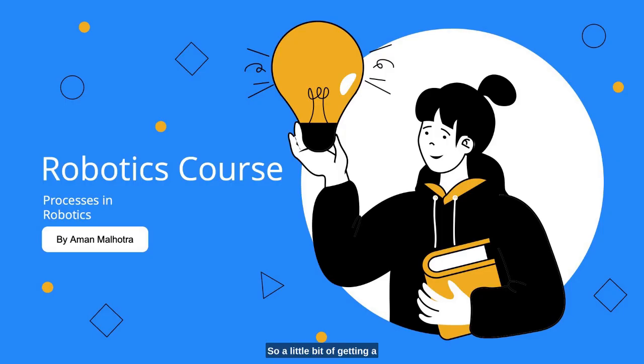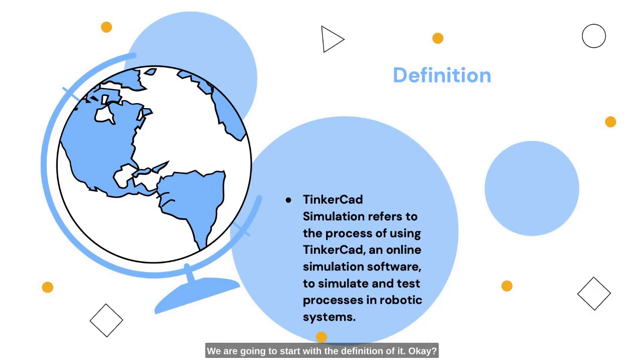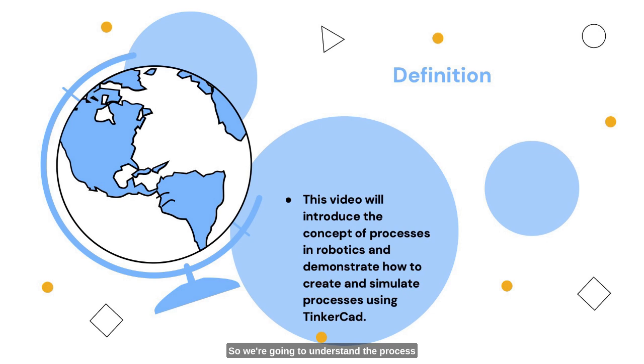Perfect. A little bit of understanding is very important, so that's what we're going to do. We are going to start with the definition. Tinkercad simulations are the ones that we're going to talk about. We have already talked about this: they are used for simulating things, simulating processes. Specifically, we're going to understand the processes involved in robotics and demonstrate how to create and simulate processes using Tinkercad.